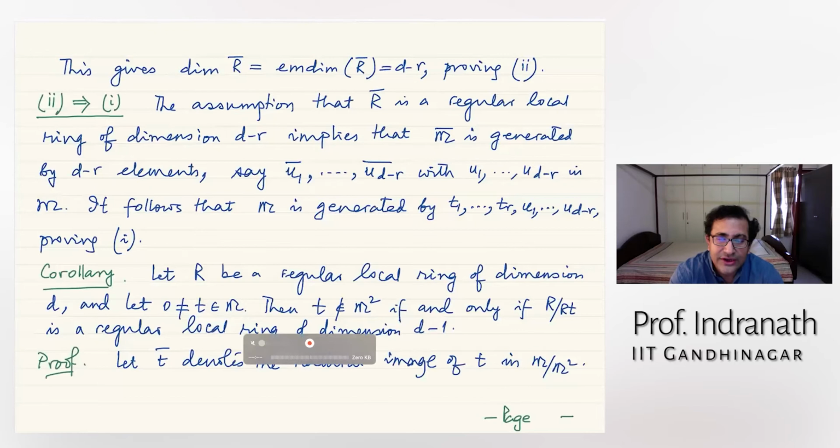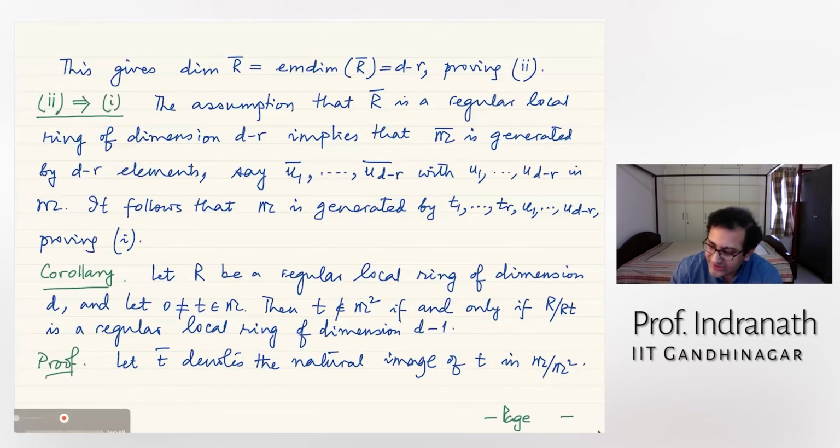Now look at this corollary, and once again, if somebody can answer. So R is a regular local ring of dimension D, and T is a non-zero element in M. Then T is not in M square, if and only if... This looks like a very technical statement, but you will see it's extremely useful. Okay, if and only if R mod RT, the quotient by the principal ideal, is a regular local ring of dimension D minus 1. Can someone answer?